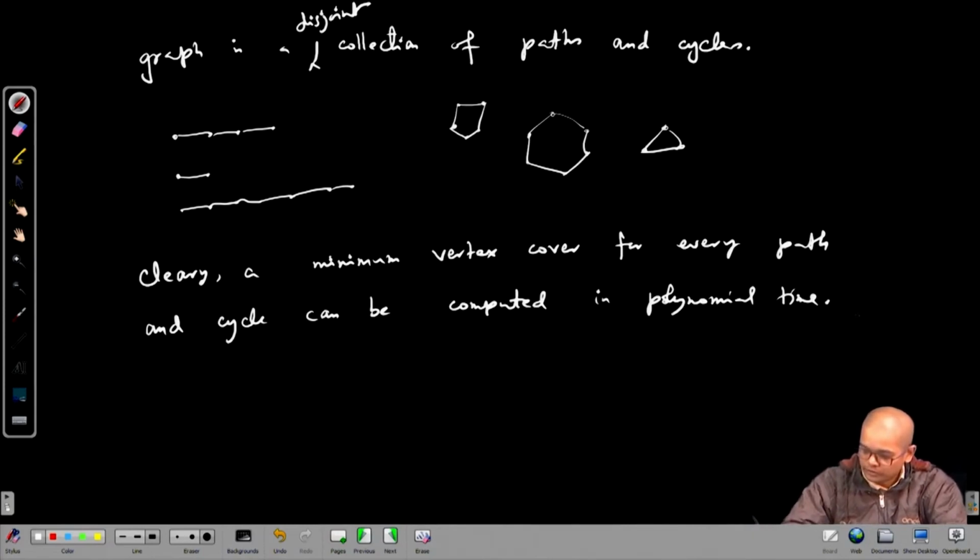That is the minimum vertex cover of the whole graph. Okay, so let's stop here and we will see in the next class how using this we will be able to design a much faster algorithm for finding a minimum vertex cover. Okay.